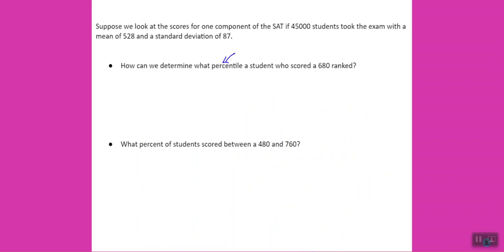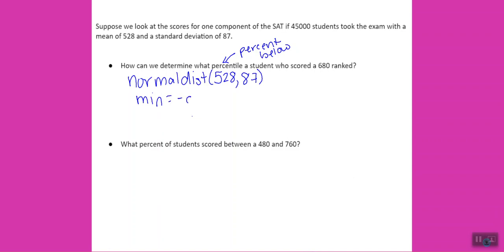Percentile means the percent below. So basically we want to know what percentage of people scored below a 680, and that'll give us the percentile. So we're going to use normal dist again. This time our mean is 528 and our standard deviation is 87. Because we want to know below, our min is going to stay at negative infinity and our max is going to be 680.